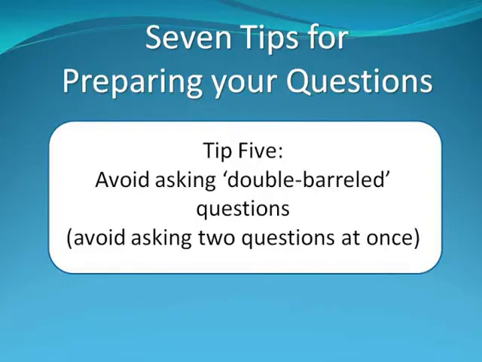Our 5th tip is to avoid asking double-barreled questions. A double-barreled question example could be, do you drink more for socializing and less to deal with personal problems? Again, you're kind of forcing an answer by asking questions like that, and what a double-barreled question can do is confuse the person you're asking.